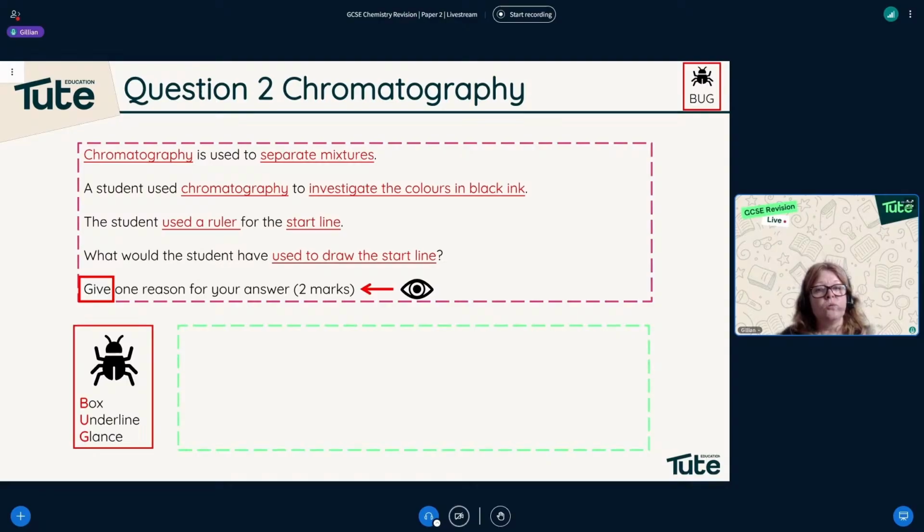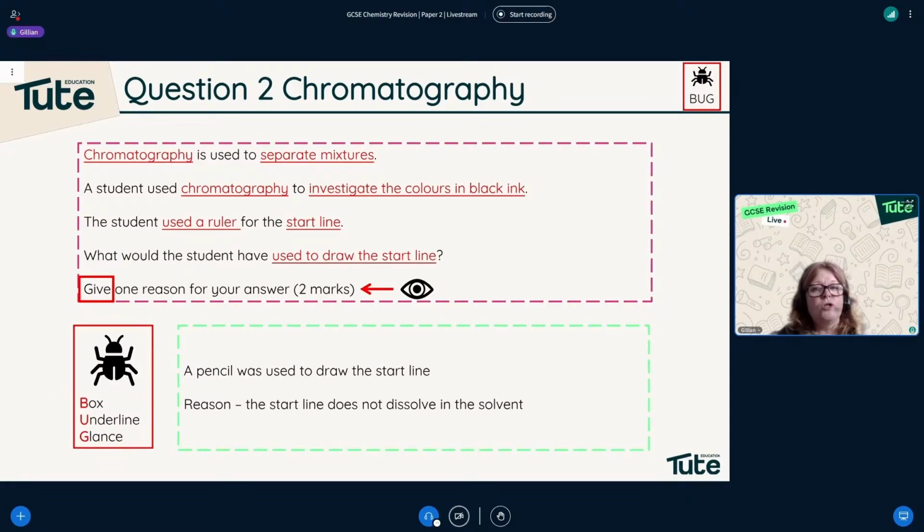So we need to state, well, what would the student use to draw the start line? Would they use a pen? Would they use a pencil? But then we need to give a reason for their answer. Okay, so if you've done any chromatography experiments, you know that we would always use a pencil to draw the start line on the chromatography paper. But why would we use a pencil? Why can't we use a pen?